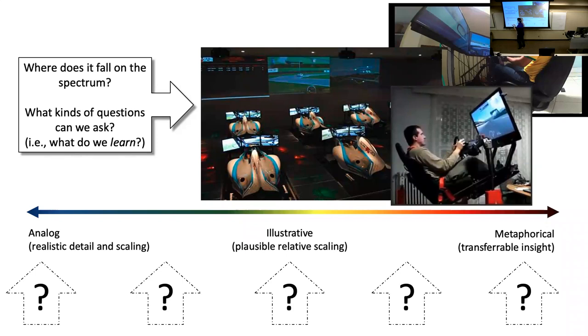So how many people would put this at analog? All right, well, right next to analog. See, a lot of hands go up. Illustrative, more hands probably equal between these two. Over here, nobody. Over here, nobody. So now it seems like in class, we've got kind of a mass voting for around here.